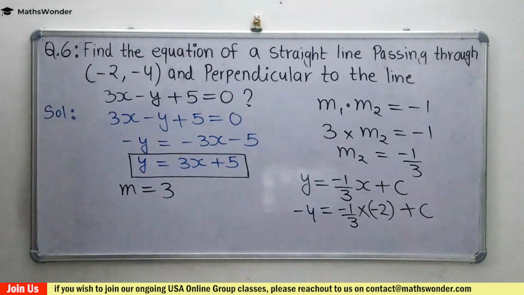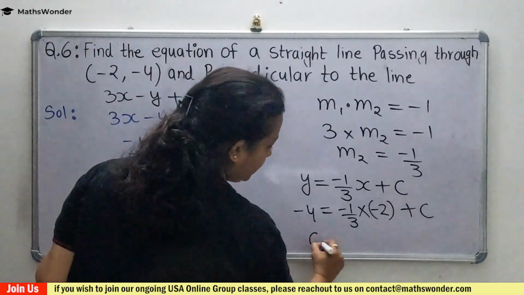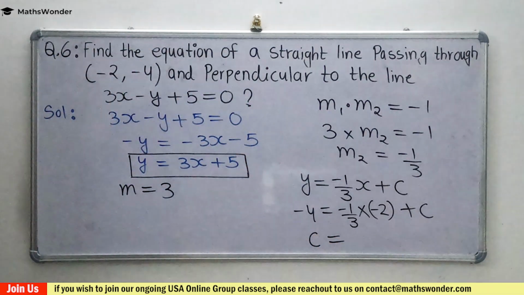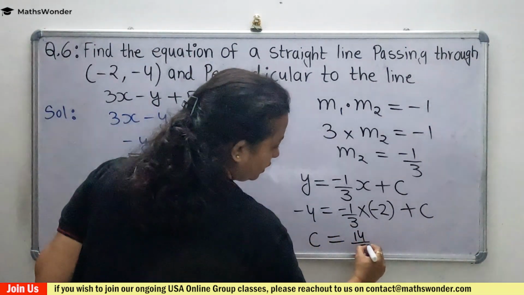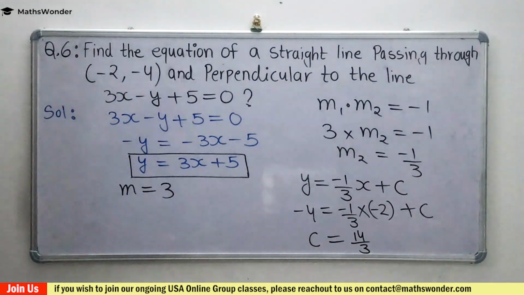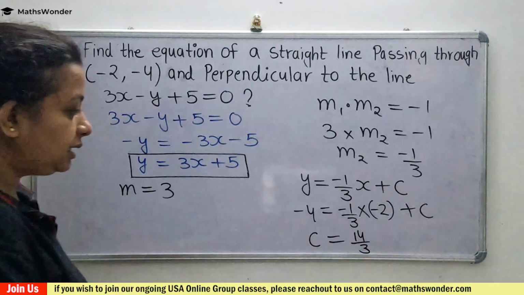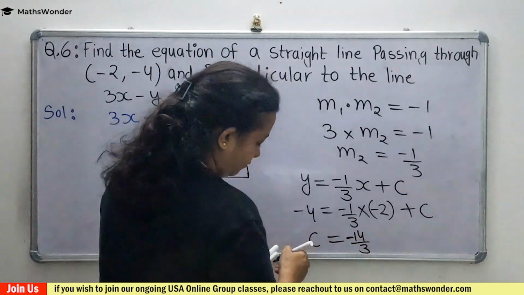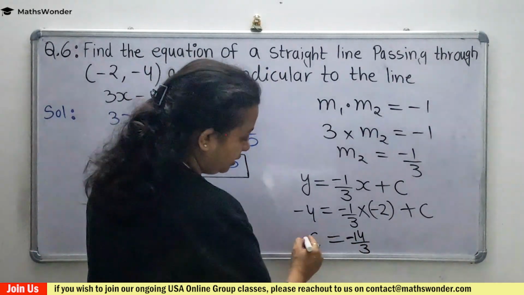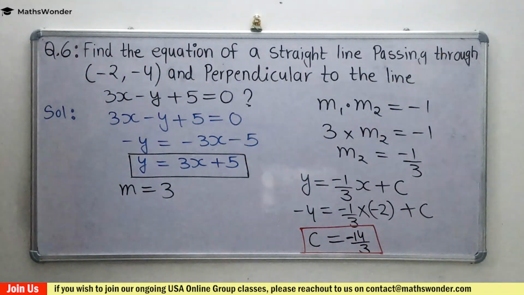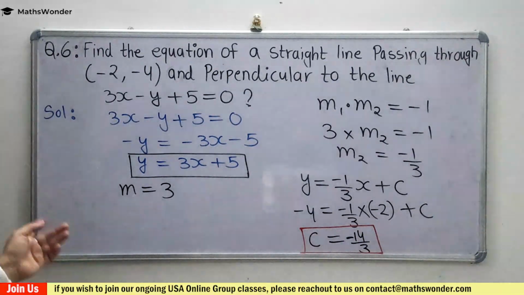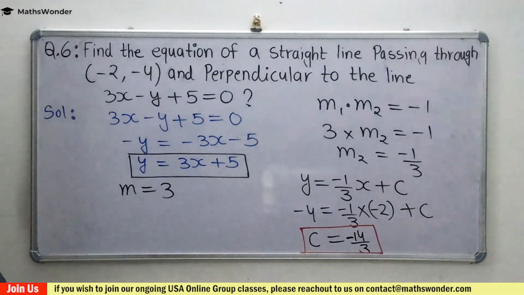Now solve this equation. When you solve this equation, you will get the c value as -14 over 3. Write down the correct value. So c is -14 over 3. So this is your y-intercept. Find the equation of a straight line passing through these 2 points and perpendicular to the given line. So the line is this, which is perpendicular to the given line.